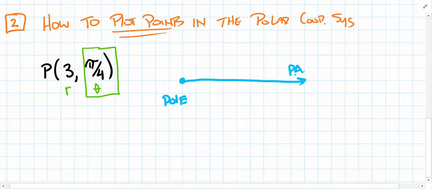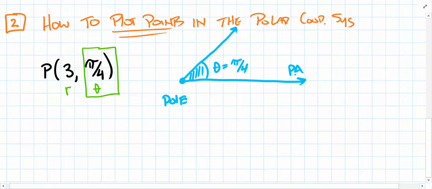Now I need to draw an angle theta of pi over 4. Well, we all know that pi over 4 is the same thing as 45 degrees, so I'm going to draw an angle of 45 degrees right here. I'm going to color this in. I'm going to say theta is equal to pi over 4. So far, so good? Okay.